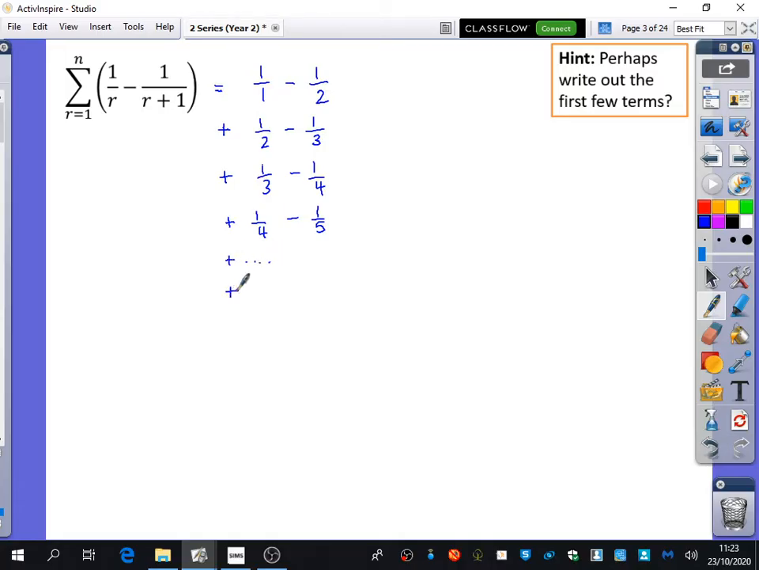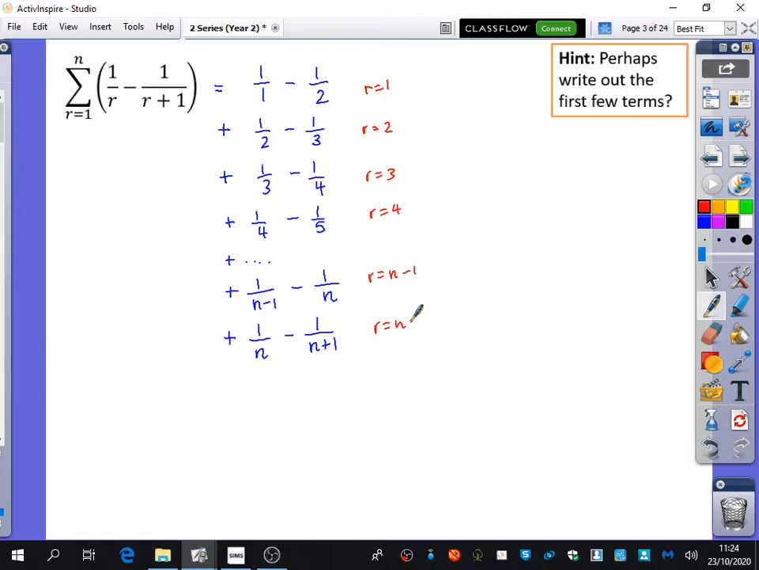And then what I'm going to do is just finish off with the last couple of ones that we would have. So the penultimate one would be n minus 1, so I would have 1 over n minus 1 minus 1 over n. And then my ultimate one, my last one, is n, which would be 1 over n minus 1 over n plus 1. So I'm just going to quickly jot down here: this was when r equals 1, this was when r equals 2, when r equals 3, when r is equal to 4, when r is the penultimate one, and when r is the last one that we've got here.